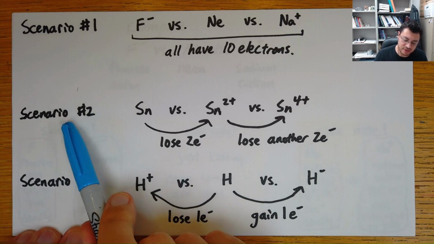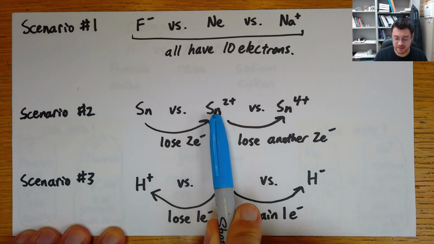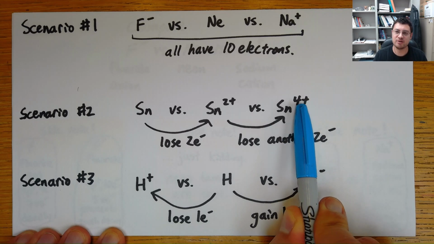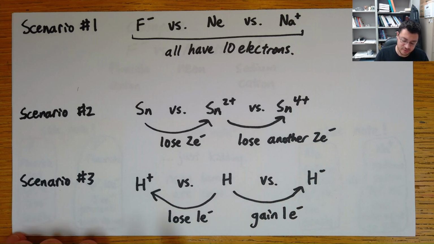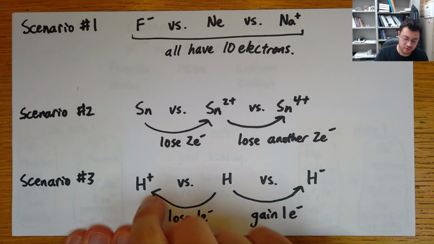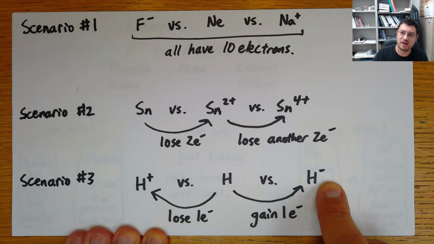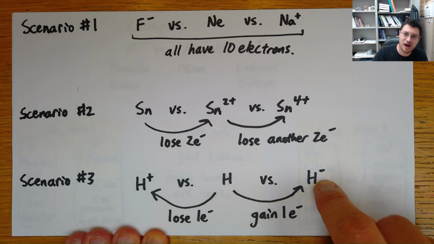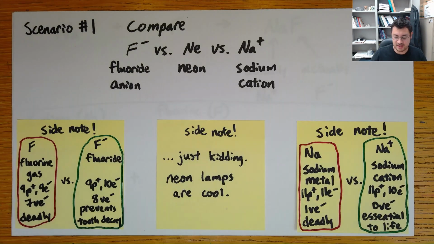All right, scenario two, we're going to compare an element that's neutral, lose some electrons, lose even more electrons. How does that affect its electron configuration and orbital diagram? All right, and then lastly, kind of just for fun, a quick example, comparing neutral hydrogen to removing an electron from it, or the other direction, adding an electron to hydrogen. Yeah, this one's not as common, but you can do that too. Let's start with scenario one.